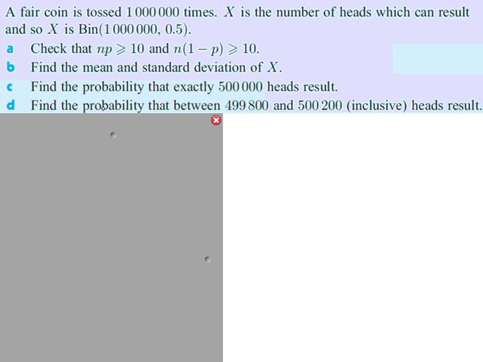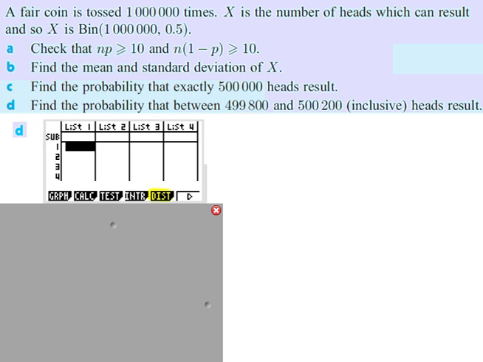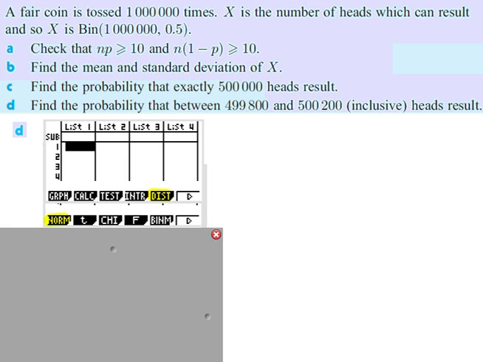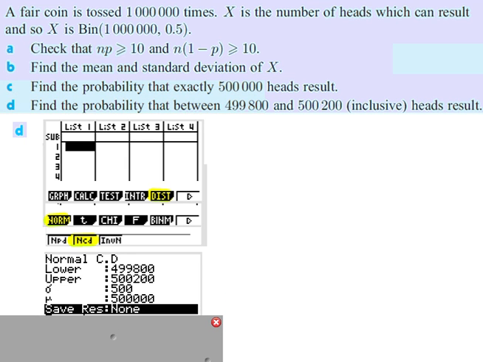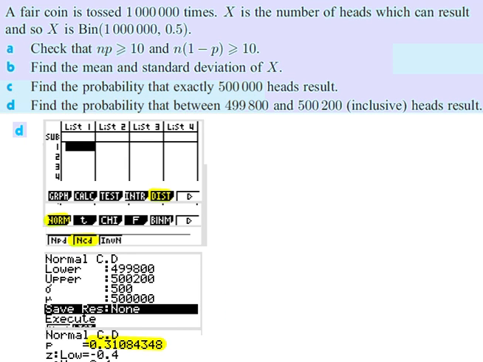Now part D, we want to work out the probability between these two values, and it is inclusive. So once again, we can use a normal approximation rather than a binomial. So distribution and then normal distribution. Here's an NCD. So we are between 499,800 and 500,200, and our deviation and mean do not change, and we end up with a probability of 0.3108.